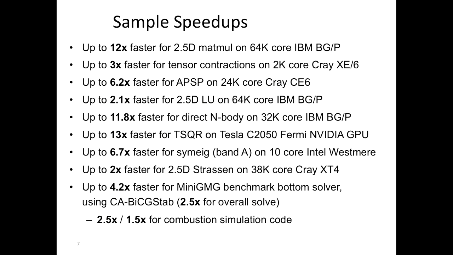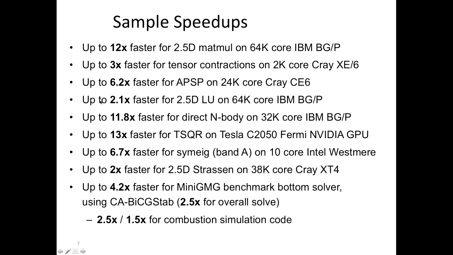So it's sort of surprising that there was a factor of 12 left on the table by not using some of these ideas, because people have been optimizing matrix multiply for a long time. Tensor contractions, that's like matrix multiply, except it's higher dimensional than matrices, 3 times faster. All pairs shortest path, so that's graph theory, but it resembles linear algebra in a lot of ways.